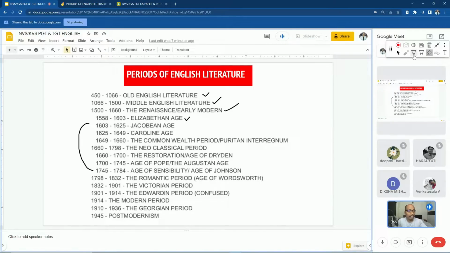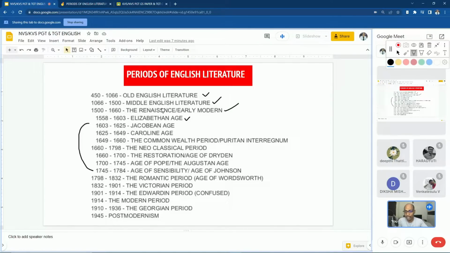Right. Diksha, am I audible? Yes, sir. Right. Fine. Let us start the class. So now we are going to the Jacobian age. Again, one more time I'll repeat: these 4 ages are under Renaissance or early modern. A direct question that comes in the examination is which age is not part of the Renaissance or early modern. They can give you 4 ages, change one age out of the 4, and ask you a question.